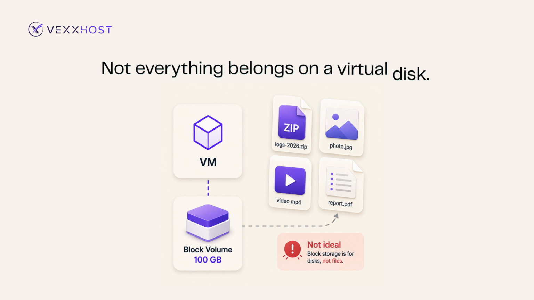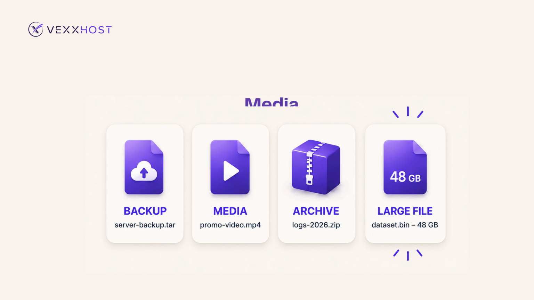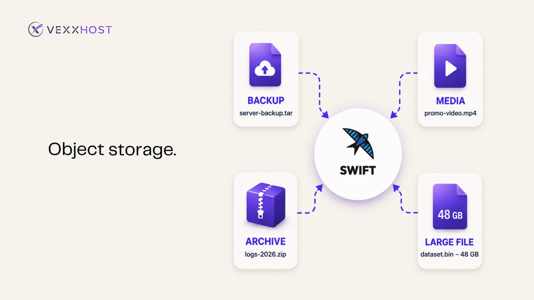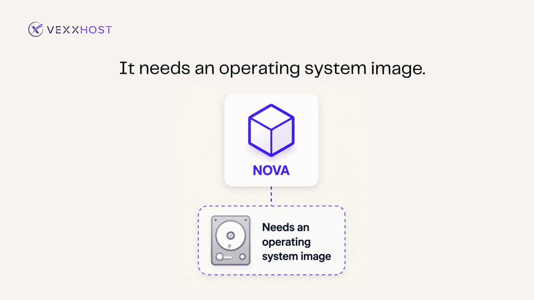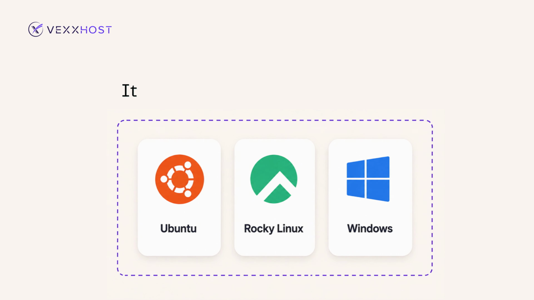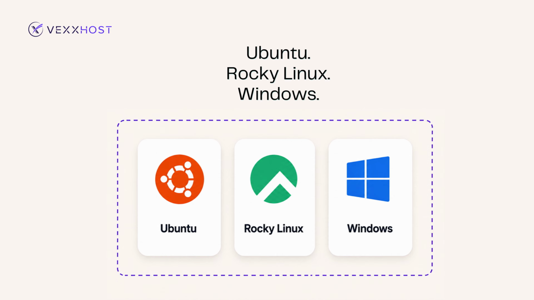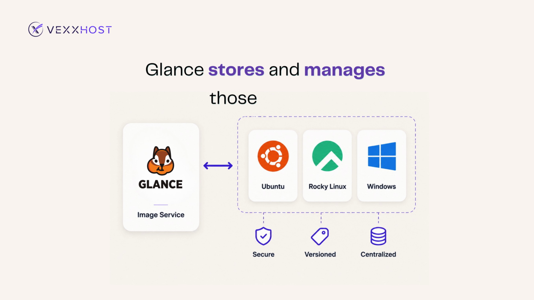But not everything belongs on a virtual disk. Backups, media, archives, large files. That's what Swift was built for. Object storage. Before Nova can launch anything, it needs an operating system image. Ubuntu, Rocky Linux, Windows. Glance stores and manages those images.